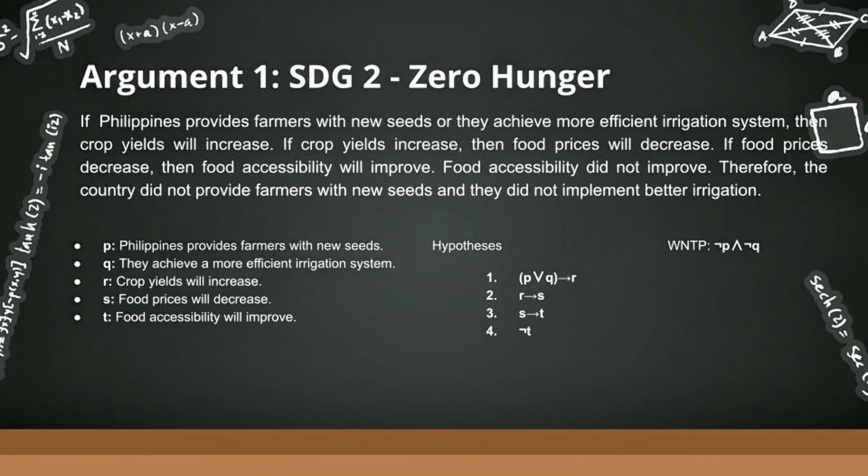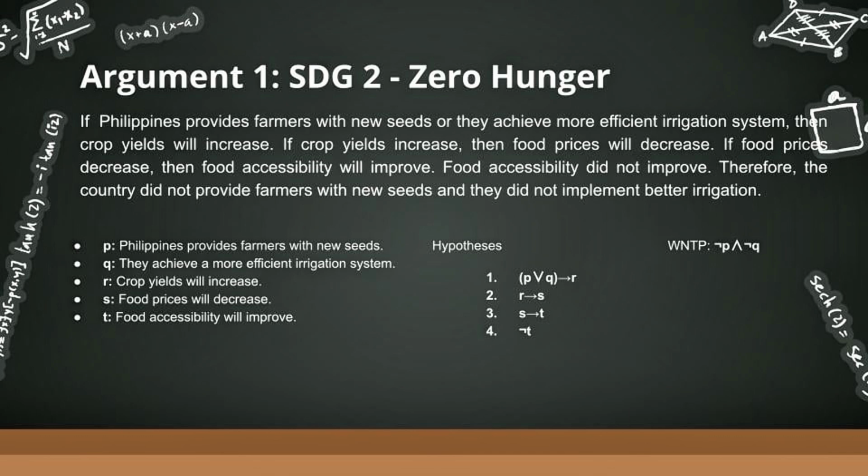So let us start with our first argument, which is SDG 2 or Zero Hunger. If the Philippines provides farmers with new seeds or they achieve a more efficient irrigation system, then crop yields will increase. If crop yields increase, then food prices will decrease. If food prices decrease, then food accessibility will improve. Food accessibility did not improve, therefore, the country did not provide farmers with new seeds and they did not implement better irrigation.